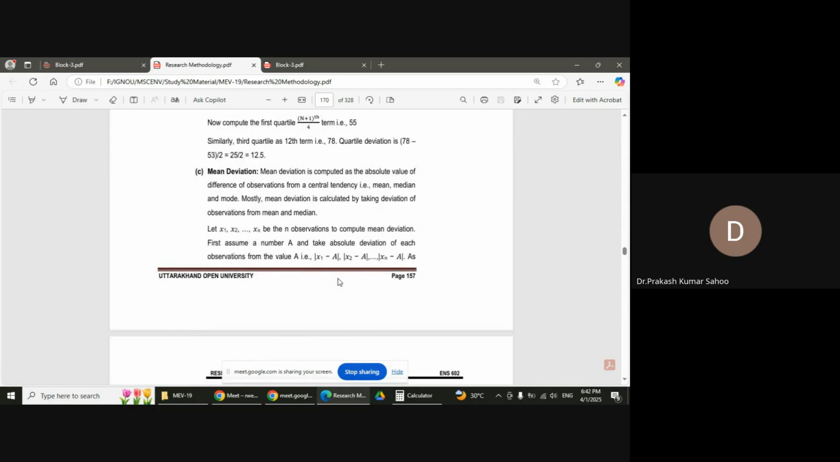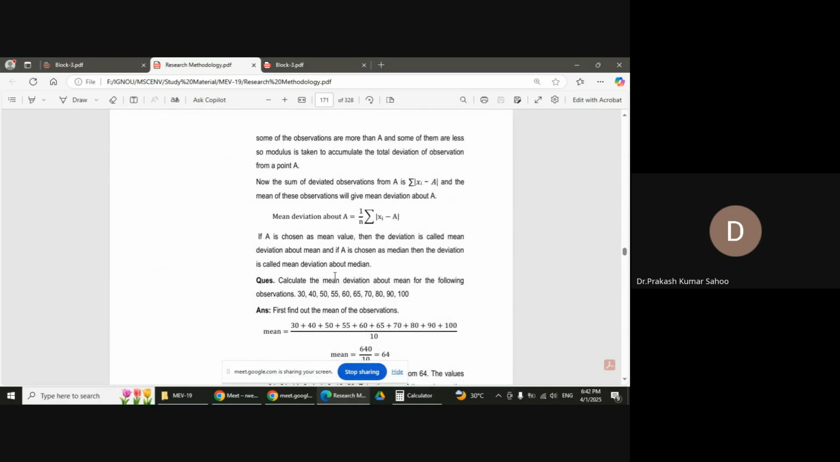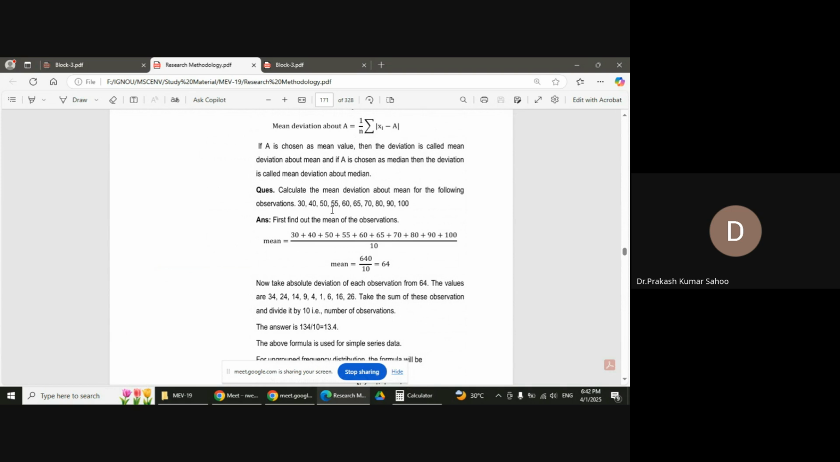And the third one is mean deviation. Mean deviation is 1 by n, sum of |xi minus a|. Just see here, these are some data: 30, 40, 50, and so on. I just calculate the mean value by adding all these numbers and dividing by 10, it becomes 64. Okay, so 64 is the mean.